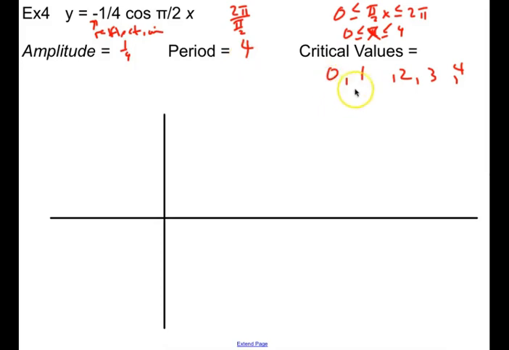I can go 0 plus 1 plus 2, plus 1 plus 1 plus 1, or I can take 0 to 4 and find the midpoints. I'll lay out my critical numbers on my x-axis. And then I want to say, okay, well, I have a negative here, so it's a reflection. So instead of going to a maximum, I'm going to go to a minimum. And then I'm going to go to an intercept, go to a maximum, go to an intercept, go to a minimum, and then I'll dash off in the shape that the graph would be going to.